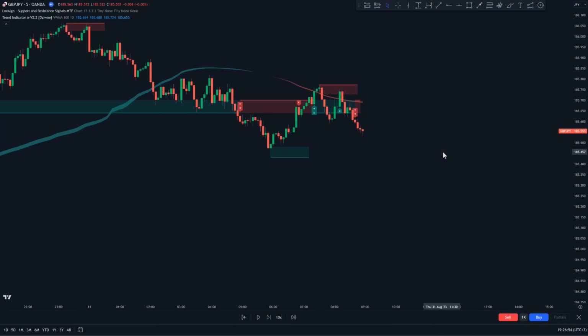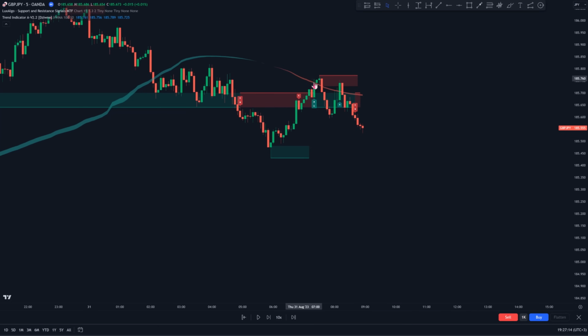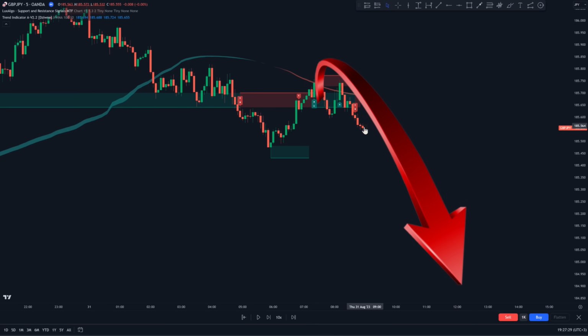Now, to take a short trade, these are the conditions. First, we're going to ensure that the market exhibits a bearish trend to increase the probability of the price moving in the direction of our trade. To determine this, observe the trend ribbon on the trend indicator. It should be colored red with the price trading below it, indicating a bearish trend.